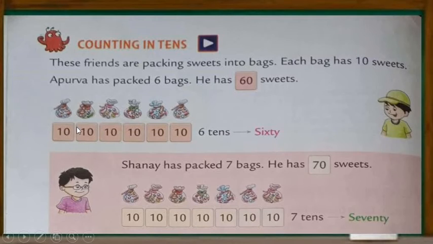This is very helpful to learn the place value. Okay. Shanai has packed 7 bags. Look, this is Shanai and he has packed 7 bags, and in each bag he is having 10 sweets. So this is a group of 10. Okay, and how many bags he has? He has 7 bags, and each group of 10 sweets. That means this is 7 tens. 7 tens means 70. Okay.